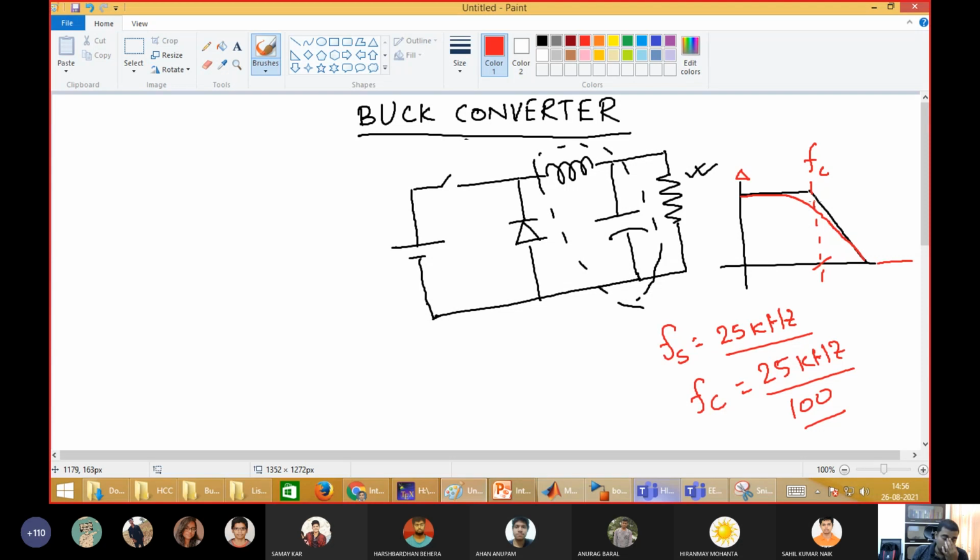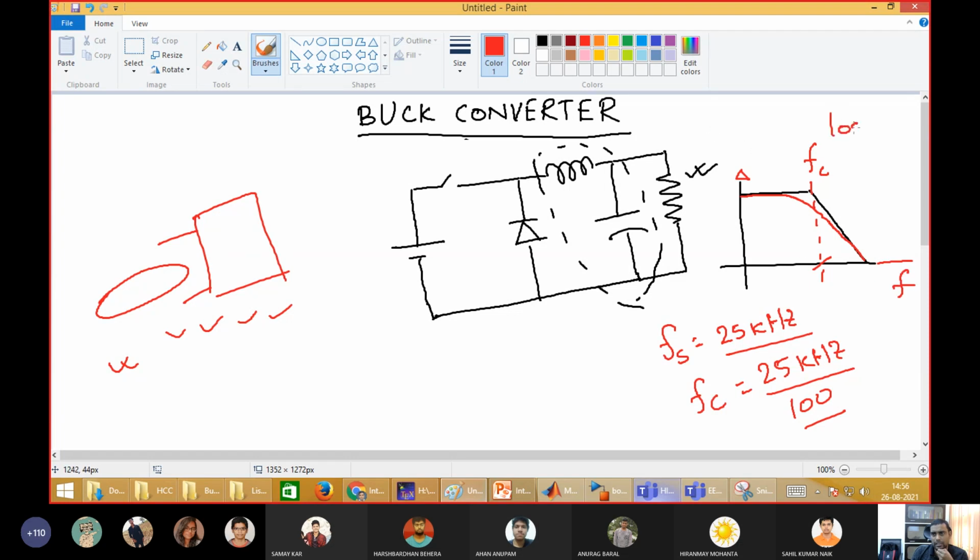So actually, what a filter does is a very simple thing. If you do a Fourier series of the input waveform, you will have many components. Depending upon the frequency, this is actually the Bode plot. This is frequency, and this is in log scale. So this is frequency, and this is magnitude.